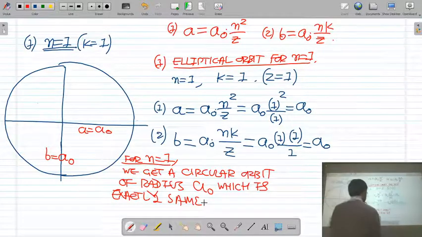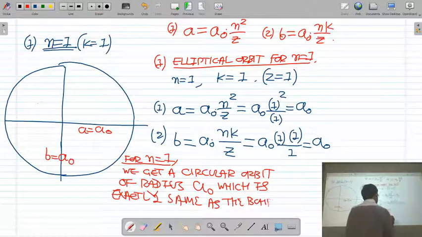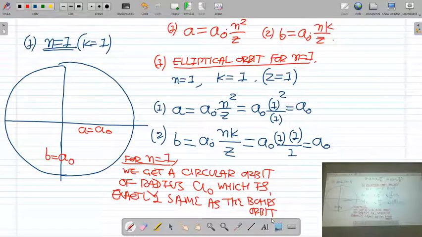as the Bohr orbit. It means for n equal to 1, Bohr got a circular orbit of radius a0, and Sommerfeld also got a circular orbit of the same radius a0 for n equal to 1. So this Sommerfeld orbit is exactly the same as the Bohr circular orbit of radius a0.